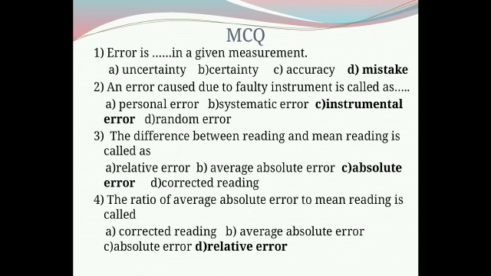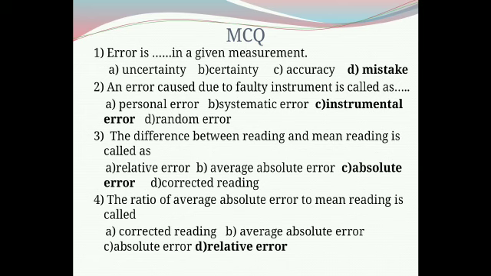Now we solve some MCQs on this topic, that is errors. First question is, error is dash dash in a given measurement. Option A is uncertainty, option B is certainty, option C is accuracy, option D is mistake. As we saw in the earlier slide, error is a fault or a mistake in a given measurement, and therefore the correct option is D, mistake.